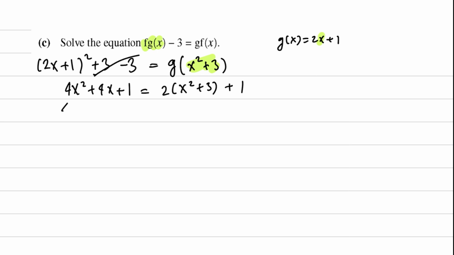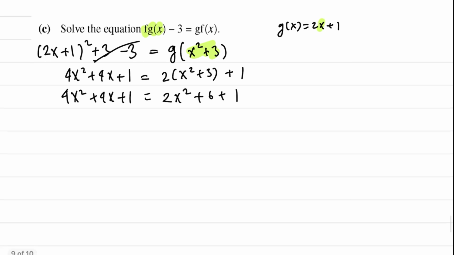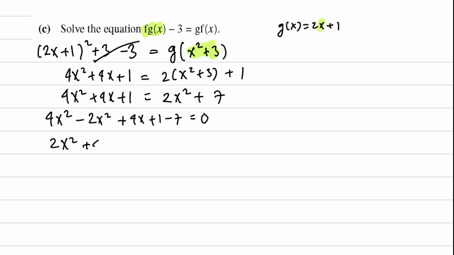Then we just simplify for now. So that becomes 2x squared plus 6 plus 1. And then this one becomes plus 7. And then we want to solve for this quadratic equation, so we have to make one side 0. So you will get 4x squared minus 2x squared plus 4x plus 1 minus 7 equals 0. Then we solve it. 2x squared plus 4x minus 6 equals 0.